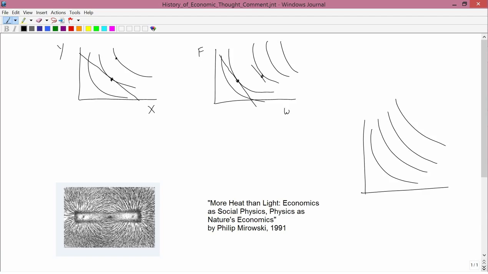So that the fundamental construct used in consumer theory and producer theory actually doesn't have anything to do with either consumers or producers. It has to do with stuff like magnets. Now, that in and of itself doesn't mean there's anything wrong with the theory. Indeed, that might not be a problem at all.